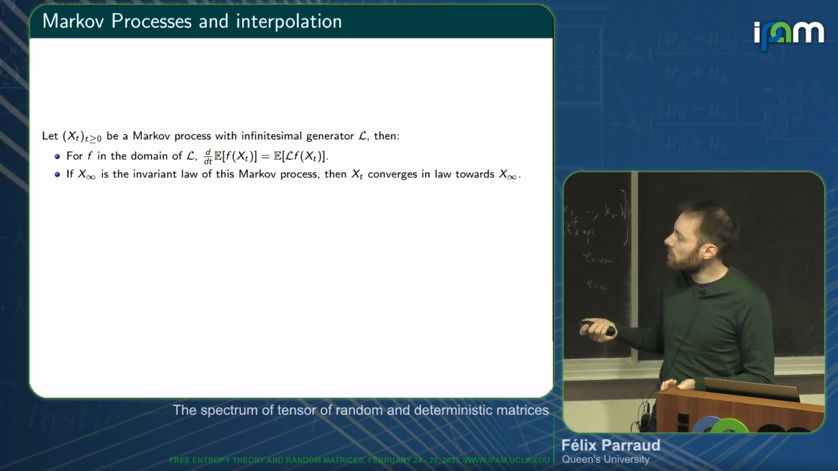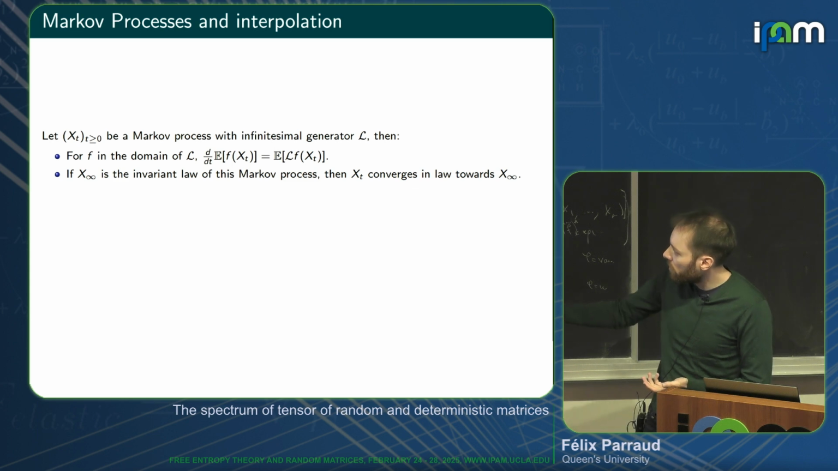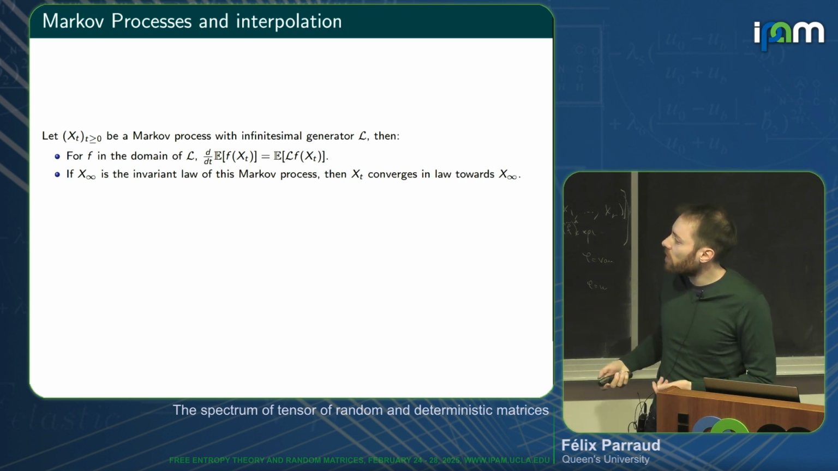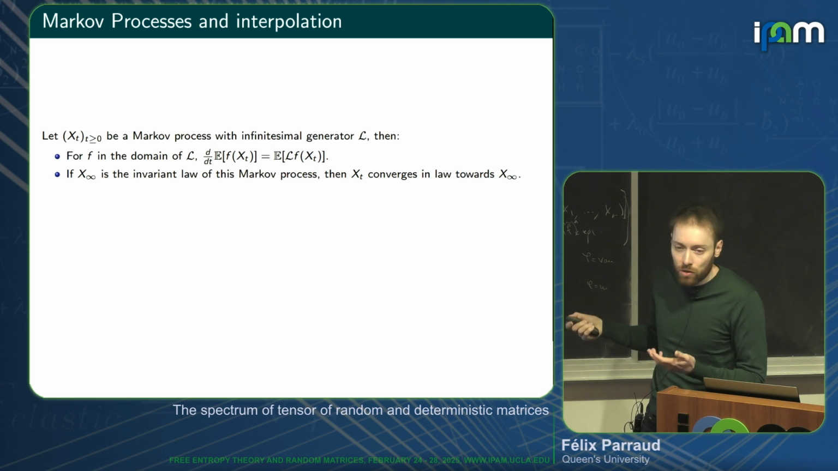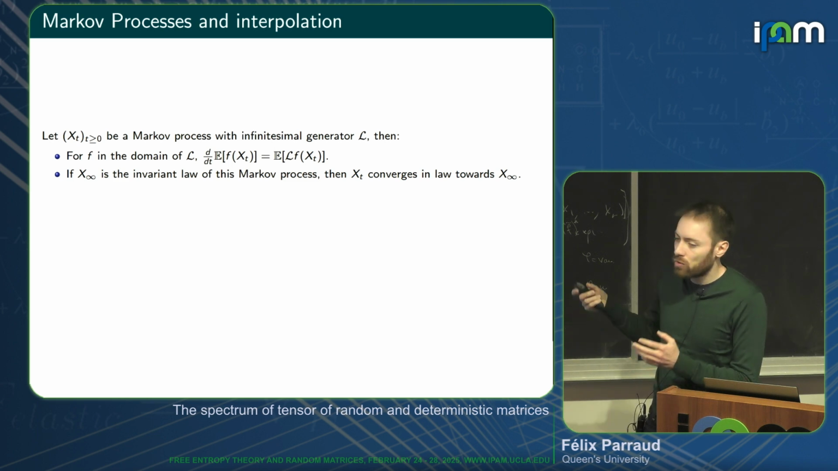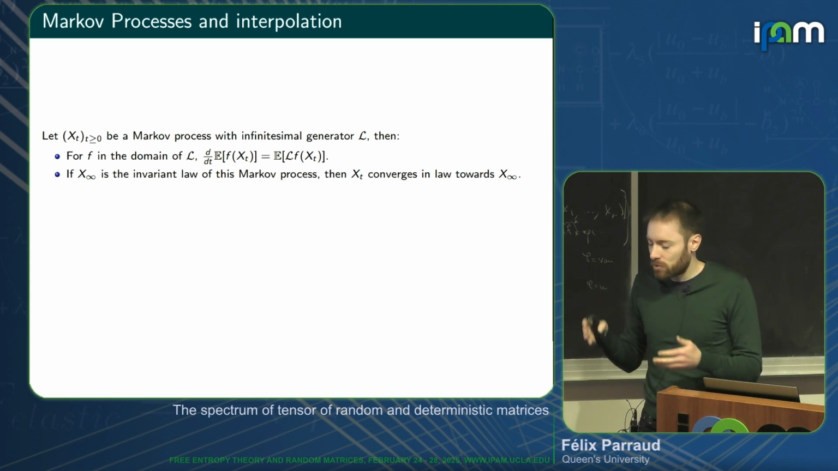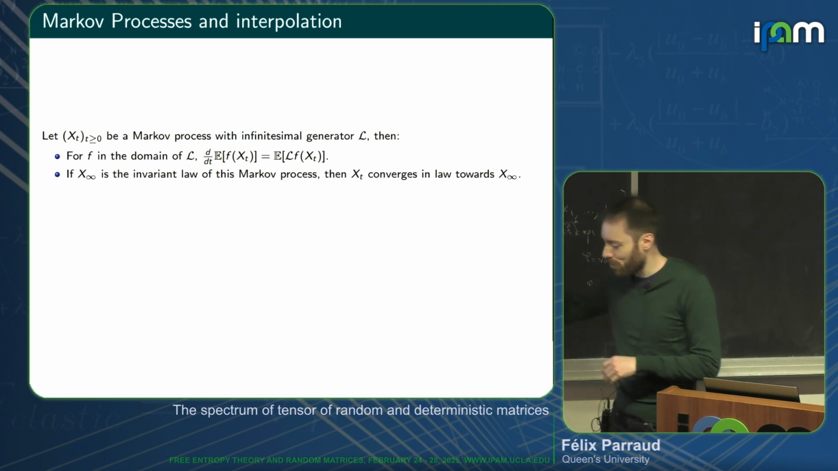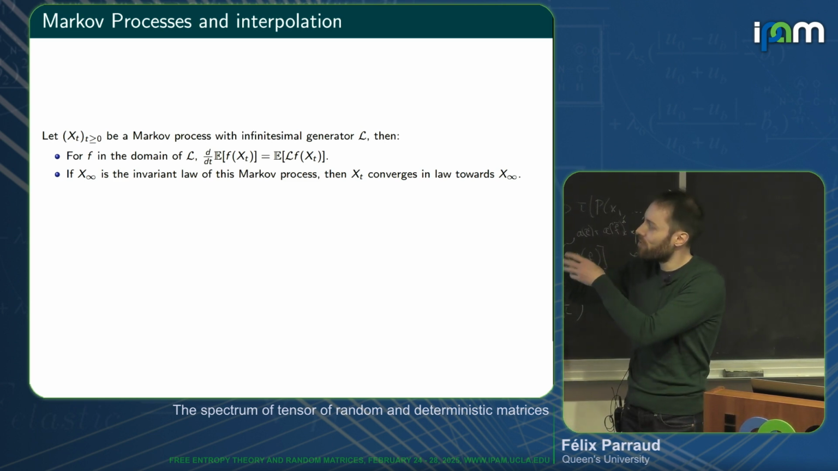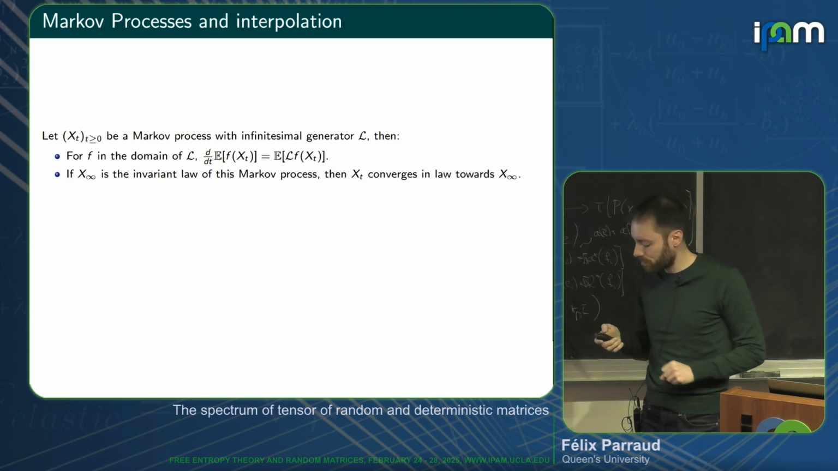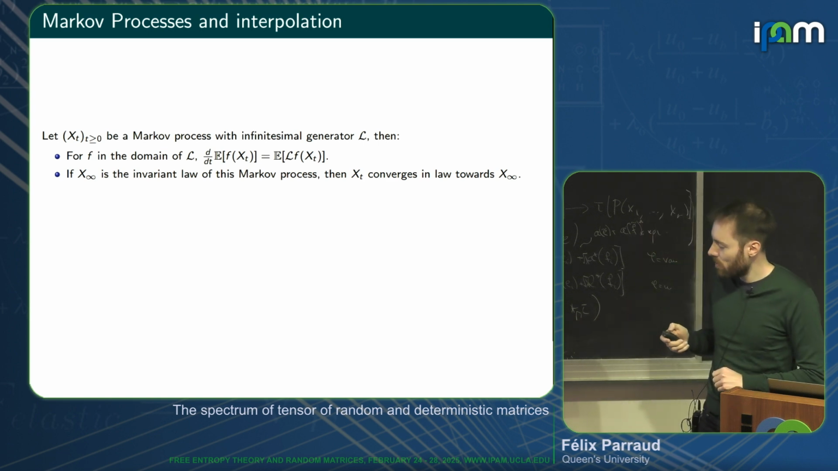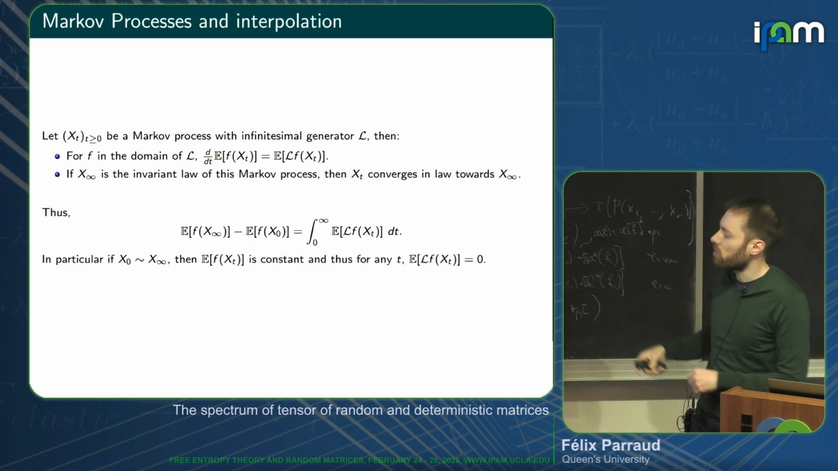So, if you take f in the domain of L, then you know that differentiating this thing will be equal to the following quantity. And you also know that if X infinity is the invariant law of this Markov process, then Xt is going to converge in law towards X infinity. You might need some assumptions and all of that. I did not, probably you need a few more, this is a very vague heuristic thing. It could very well be that in all generality, it's a little bit more complicated than that. But for the process I studied, all of that holds.